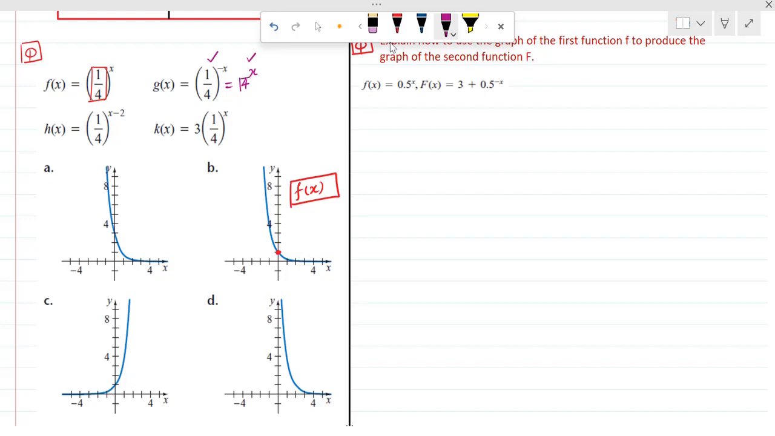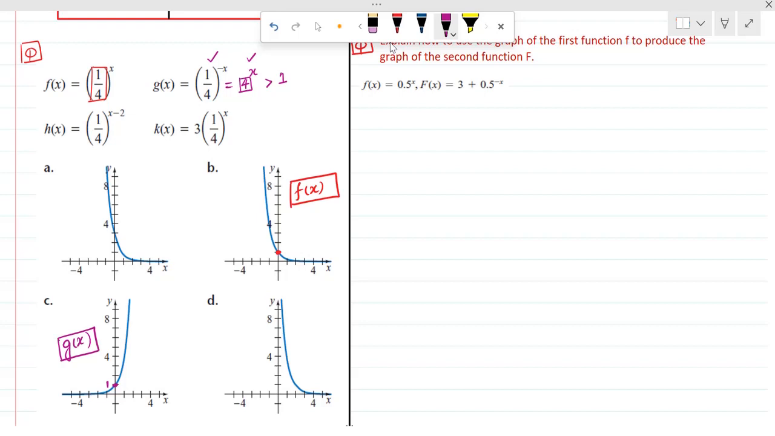Now here, what is the base value? It is more than 1. More than 1 is what? It is increasing. Therefore, with the standard graph at 1, this is my g of x. This is the g of x.